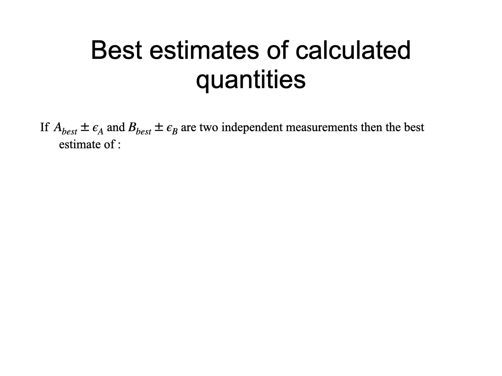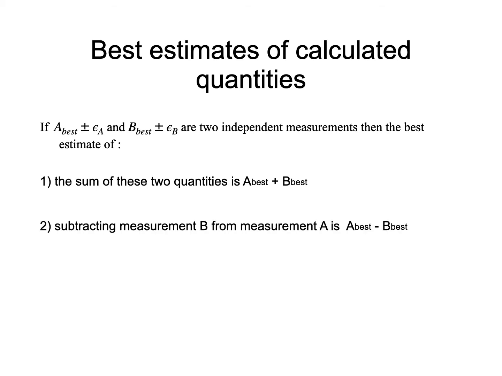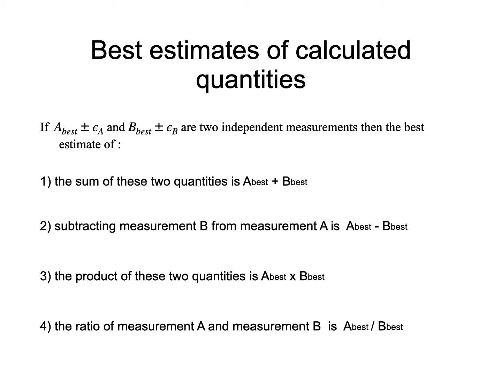We will consider the pair of independent quantities A and B. If you add them, the best estimate of this sum is the sum of the best estimates of A and B. Similarly, the best estimate of the difference is the difference of the best estimates, and so on for the product and the division of two measurements. Hopefully this is not too surprising and does not require a demonstration to be accepted. Basically, the best estimates of calculated quantities are obtained by using the best estimates of the measurements in the calculations.